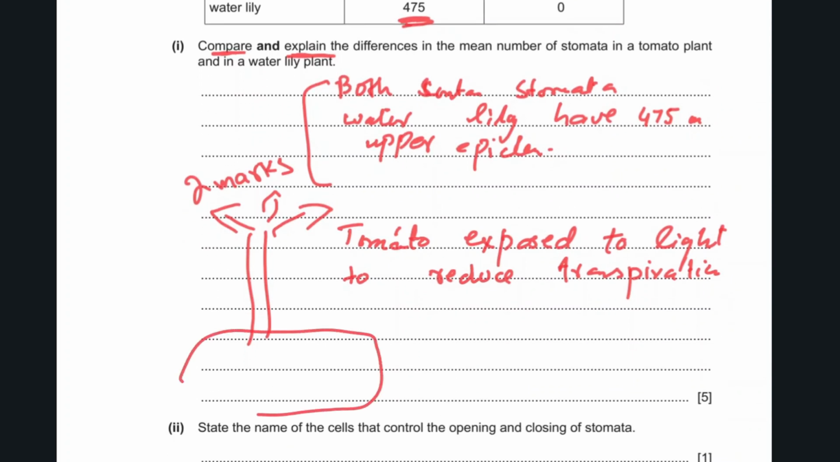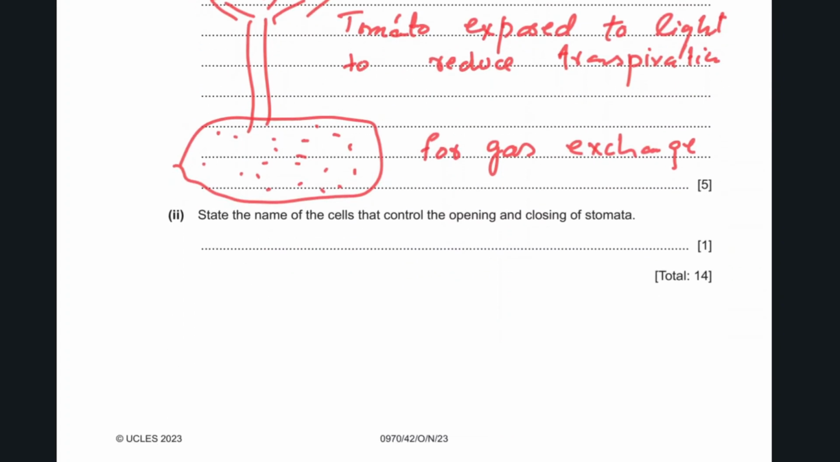But if we look at the water lily, it has more stomata on the upper surface, and the reason is that it is needed for gas exchange, because photosynthesis occurs and gas exchange is needed, and it is a water plant. So that's why the lower surface has no stomata, because stomata are not needed on the lower surface.